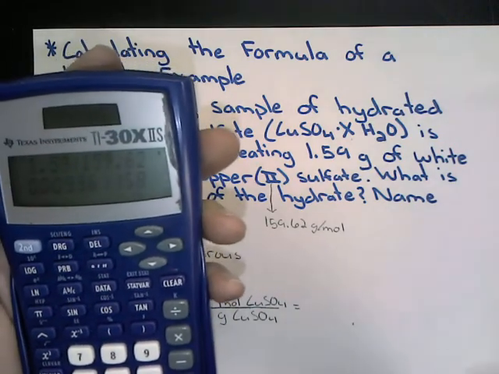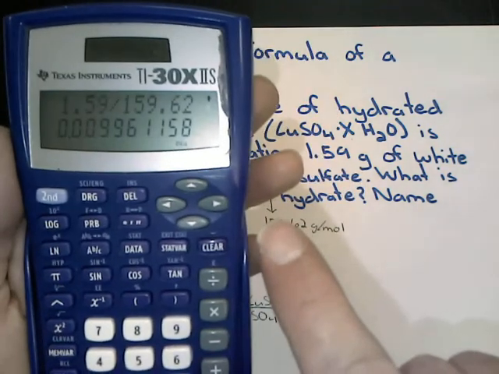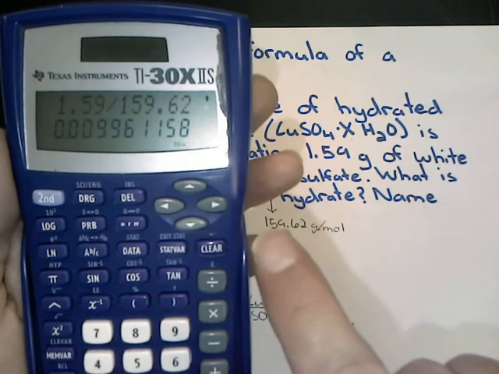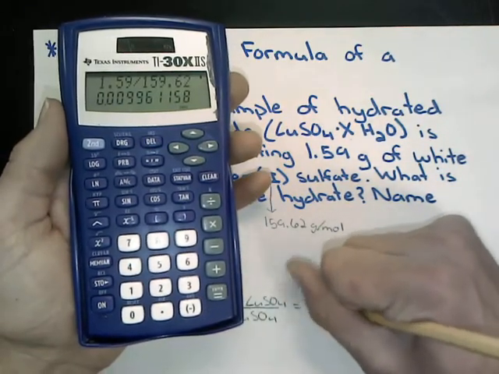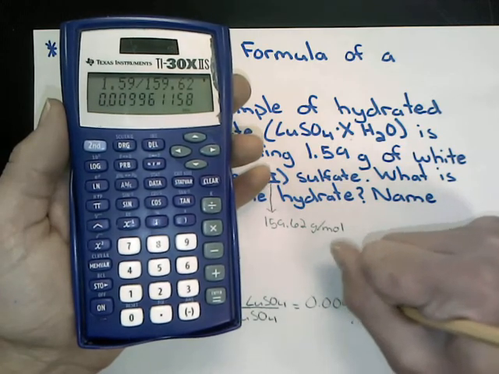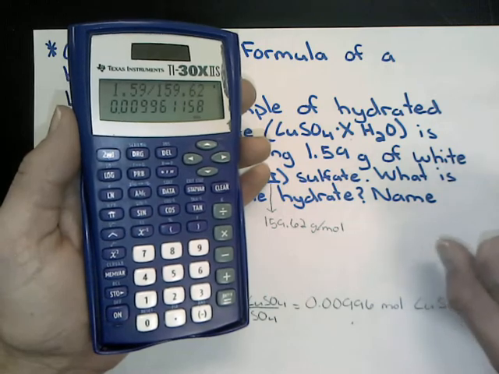When we do this, we get a very, very small number of moles, but we get 0.00996. And I'm going to round it to there. So there's 0.00996 moles of copper 2 sulfate.